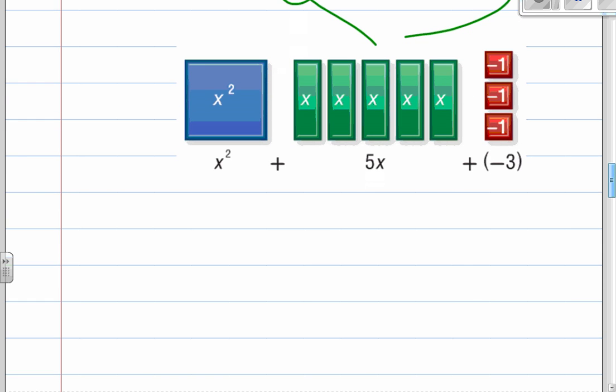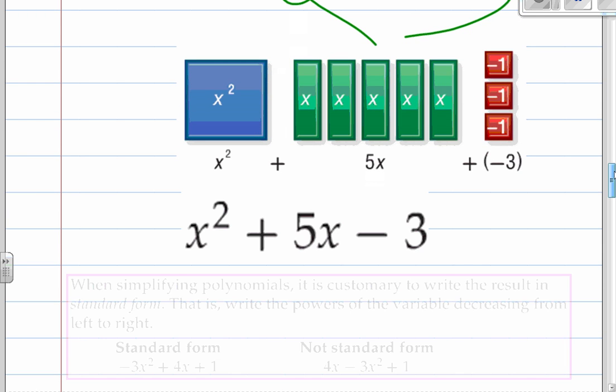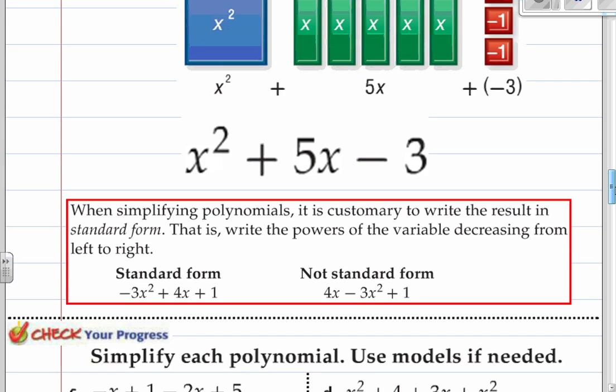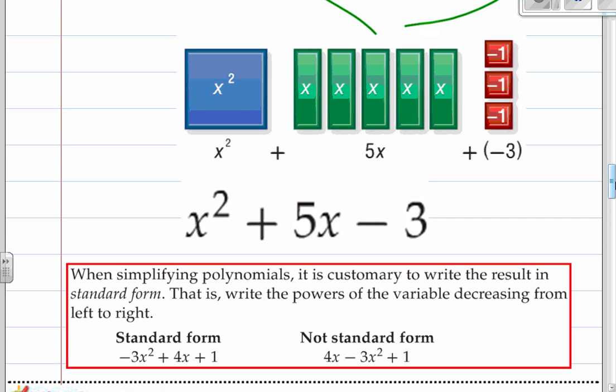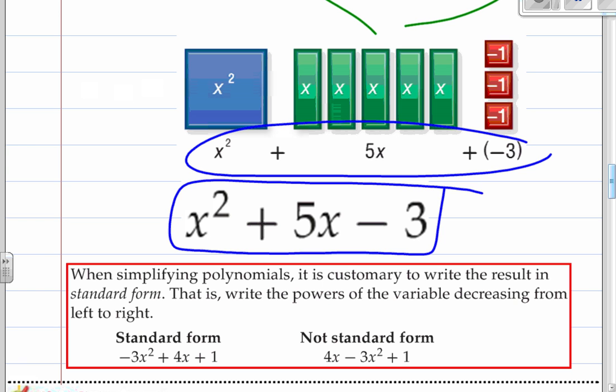From there, you'll notice that once we organize them, we can put them down and write them in one long line fashion. Notice they've changed back the plus -3 to a -3. Don't let that confuse you. And if you see, they put the x squared first, then the 5x, then the -3. Why do they do that?